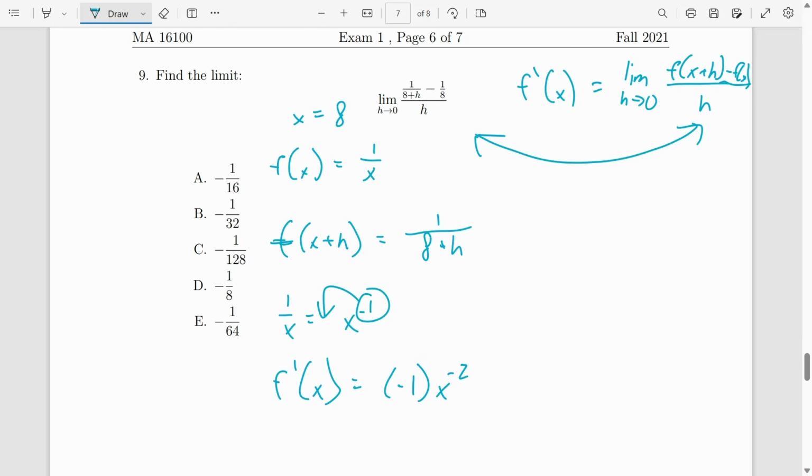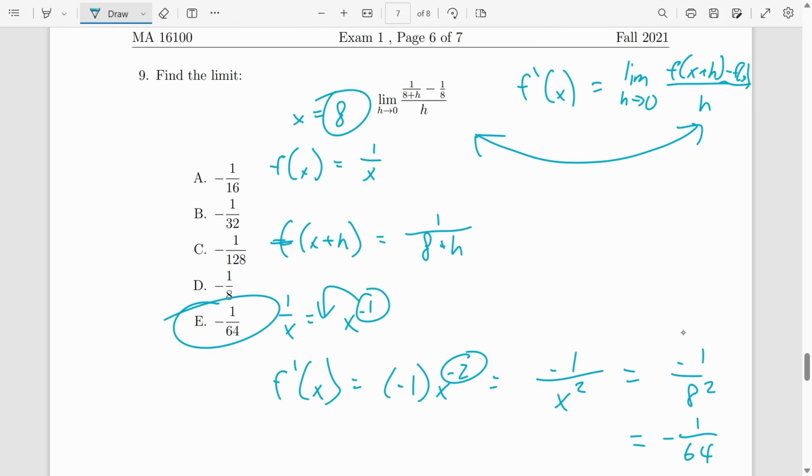Negative 1 minus 1 is minus 2. And that equals, you have negative 1 on the top, and then since we have a negative exponent, you can go ahead and make it positive and then put it all on the bottom. So this becomes x squared now. So now when we go ahead and plug in 8, we will get negative 1 over 8 squared, which equals negative 1/64.